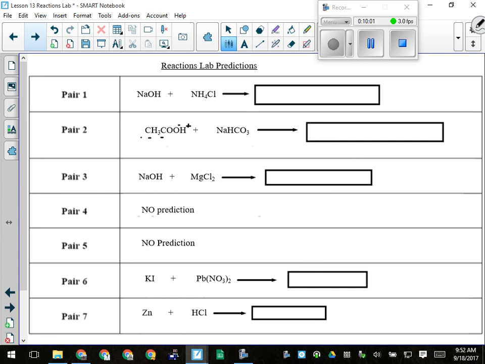But that'll be something there, guys, that needs to be done as well. Have those reactions predicted as best you can. I don't expect them to be 100% right at this point. We just want to try and predict them as best we can.